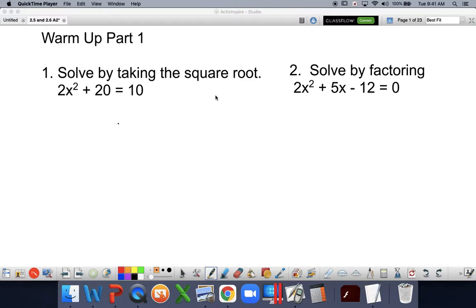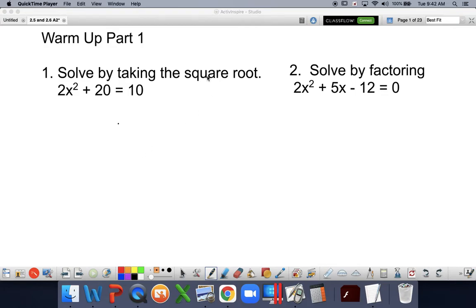Hello, we're going to start 2.5 today, which is solving by completing the square. Before we get started with that, I'd like you to do these two questions. They are not in your notes, so I'd like you to maybe get out another piece of scratch paper or something else to do these two questions.